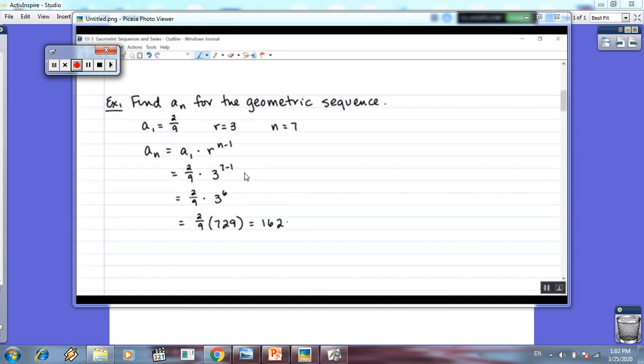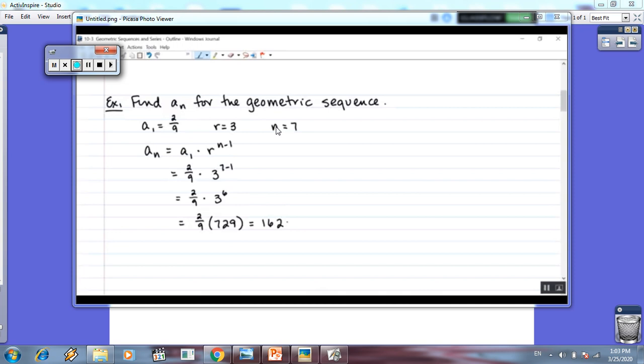Today, inshallah, we need to clarify lesson 10.3, which is talking about geometric sequence and series. First of all, I need each one of you to know what the meaning of A1. This means the first term. What is the R? This is the ratio. What is the N? This is the order of the term. If it's the first, then N is equal 1. Second, N is equal 2. Third is N equal 3, and so on.